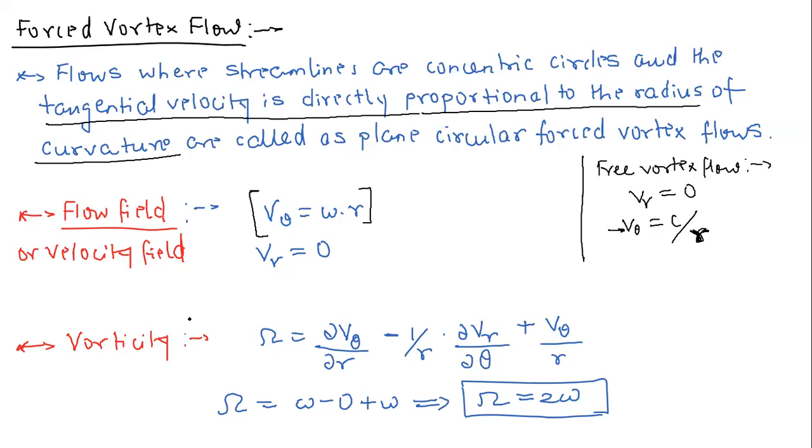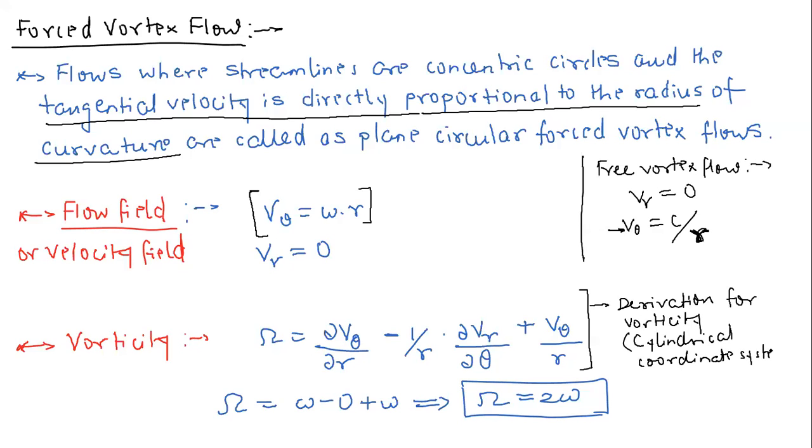If you remember the formula for vorticity in a cylindrical coordinate system, I use this formula: ∂vθ/∂r minus (1/r) ∂vr/∂θ plus vθ/r. I would like you to try to find the derivation for vorticity in a cylindrical coordinate system. Just go through this, and if you don't get it, it is available in Som and Biswas's book. If you don't get it, then just ask me.